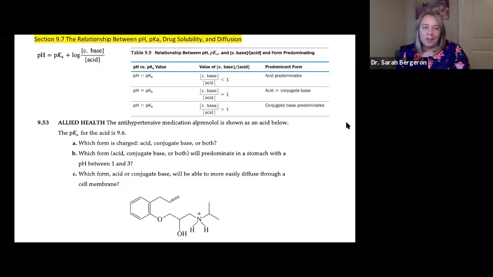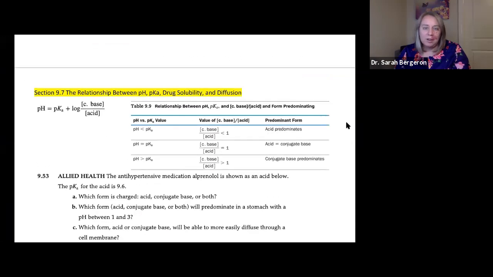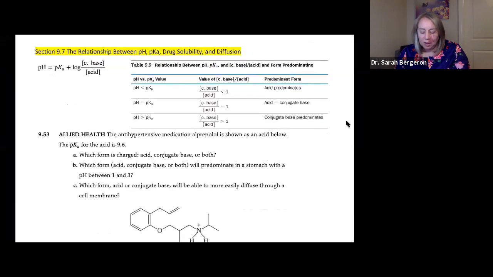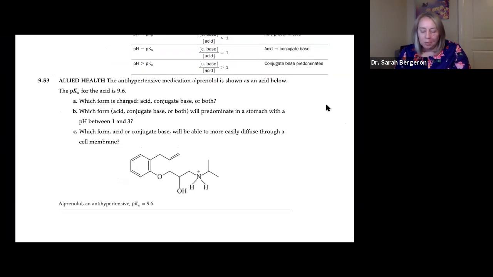All right, so we are looking at our practice problems here, for the relationship between pH, pKa, drug solubility, and diffusion. All right, so we have a medication. We have an anti-hypersensitivity medication, and it's shown as an acid right here. So this is our acid. The pKa is 9.6. Which form is charged? Acid, conjugate base, or both?